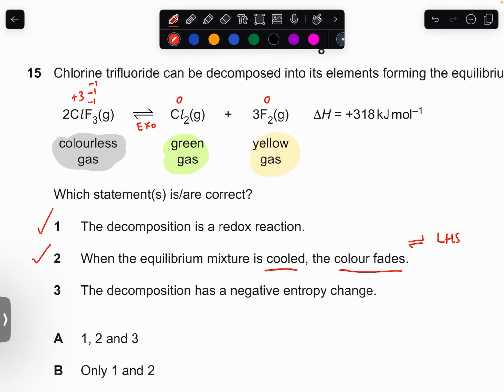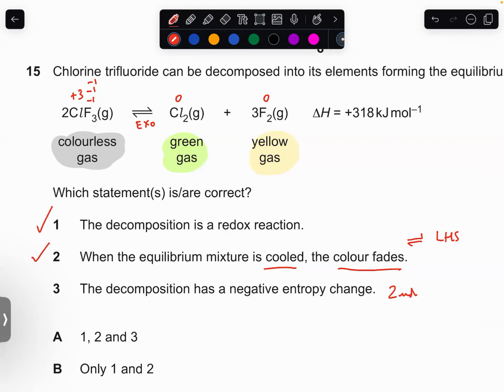2 is correct. The decomposition has a negative entropy change? Sorry, the decomposition is 2 moles of gas to give you 4 moles of gas. You are gaining entropy, so the entropy change should be positive. So number 3 is not correct. Answer will be B. And the mark scheme, ladies and gentlemen, supports that.